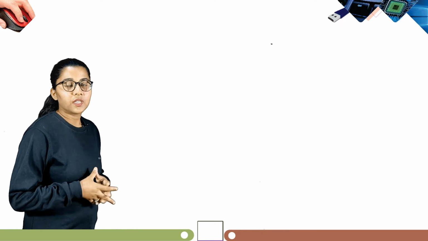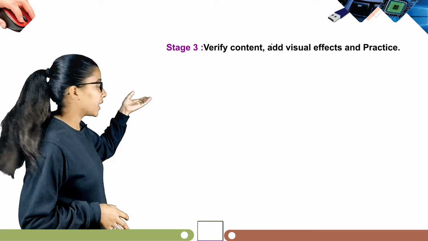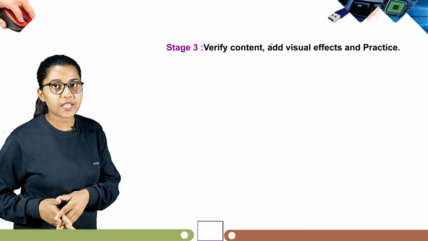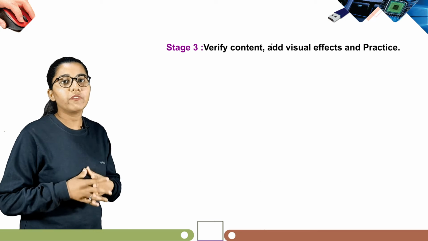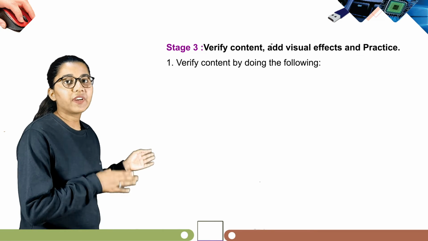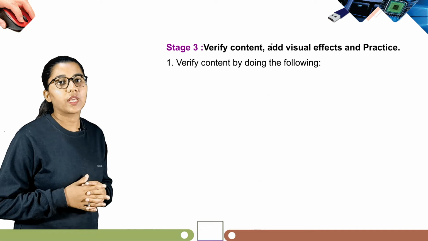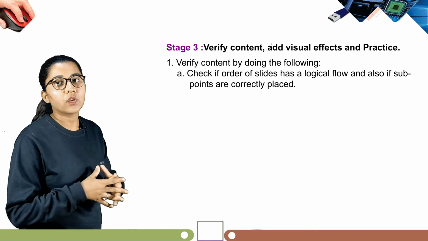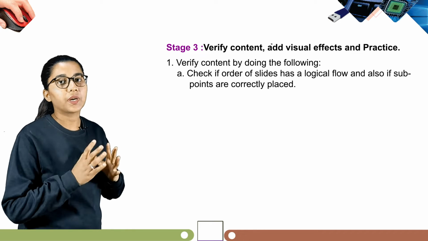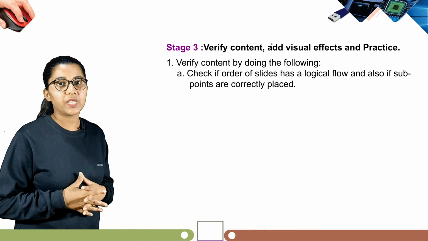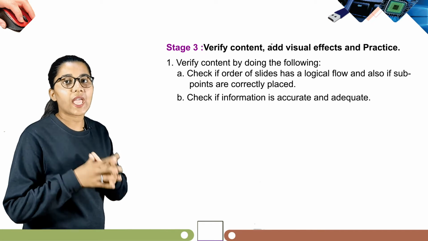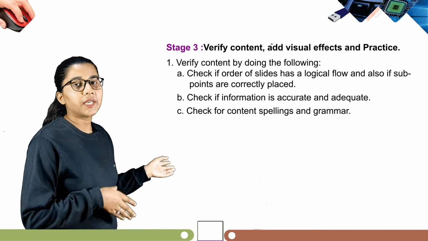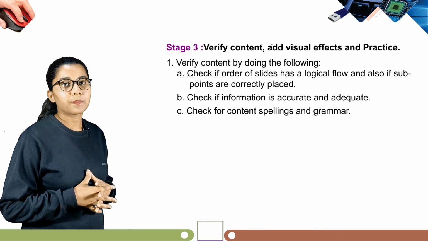So students, now we have our stage 3, that is verify content, visualize effects and practice. So first we verify content by doing the following. A, check if order of slides has a logical flow and also if sub-points are correctly placed. B, check if information is accurate and adequate.